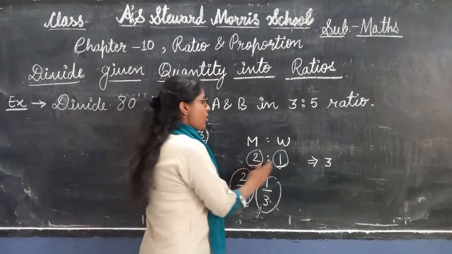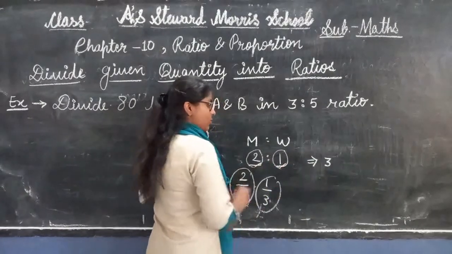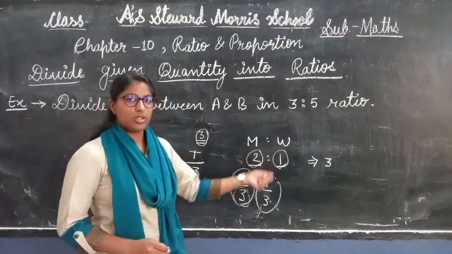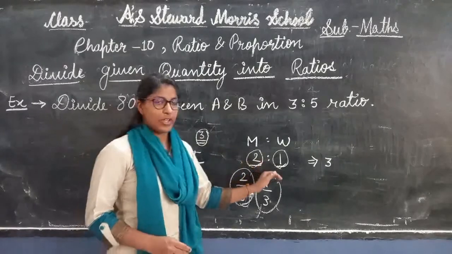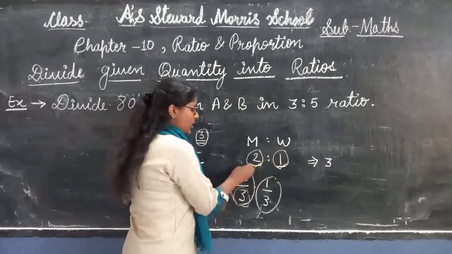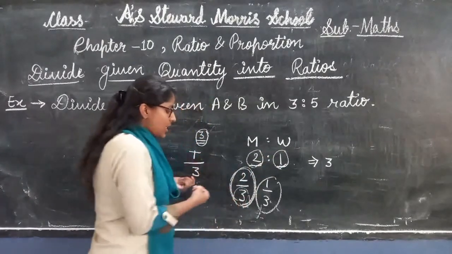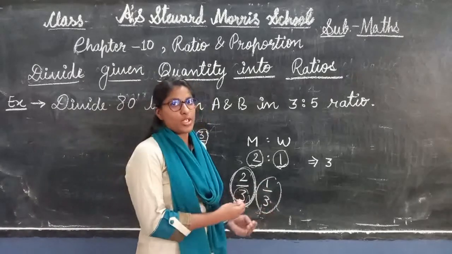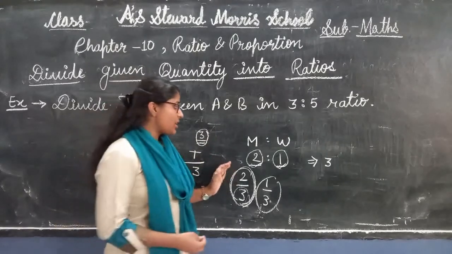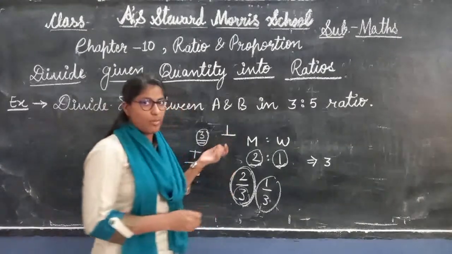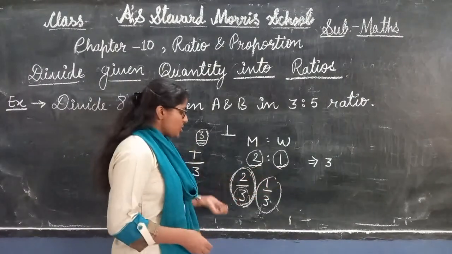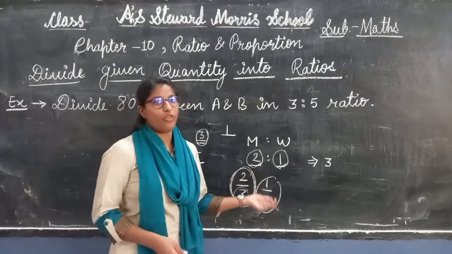So the sum of the ratios, 2 plus 1, is 3, and this 3 we put in the denominator and speak 2/3 and 1/3. So this 2/3 is not 2/1. 2/3 means the portion of milk in the tea, and 1/3 means the portion of water in the tea. Got it? So this is the ratio concept where we divide the given quantity, just 1 cup of tea, in the ratio 2:1: 2/3 part of milk and 1/3 part of water.